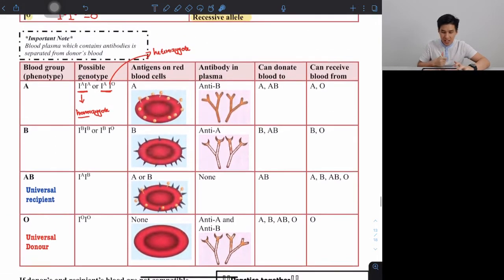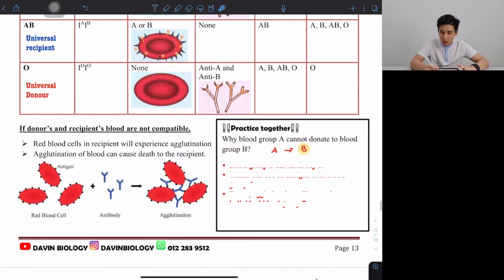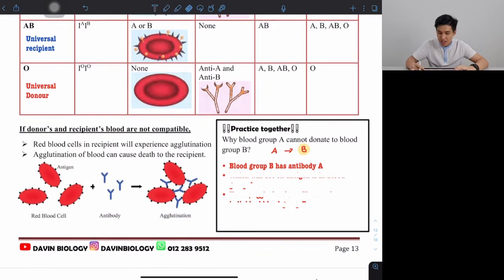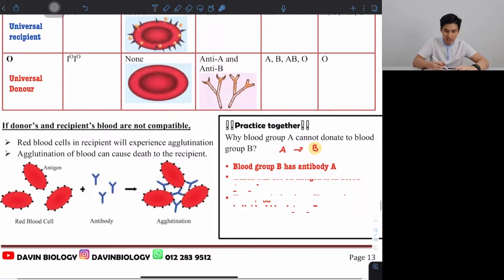So blood group B has antibody A. Yes, he has the antibody which can attack the antigen A. So obviously B cannot receive A because the blood is going to fight. So I would say it's because blood group B has antibody A. So when the B person receives the A blood, this is what's going to happen: the antibody is going to act on the antigen.